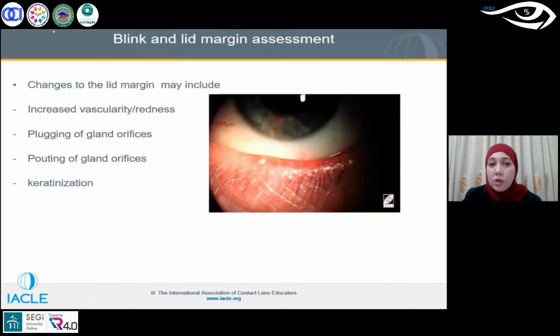Another technique to assess Meibomian gland dysfunction is by assessing the eyelid margin and the changes in the lid margin, which include increased vascularity, plugging of the gland orifices, and presence of any keratinization in the lid margin.